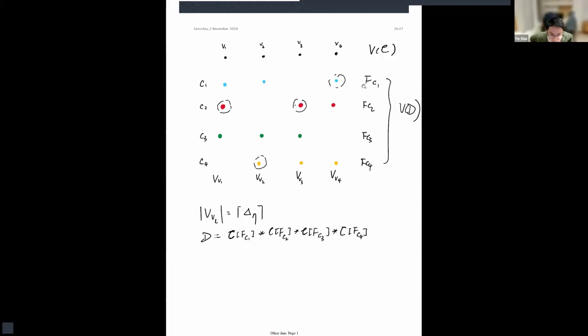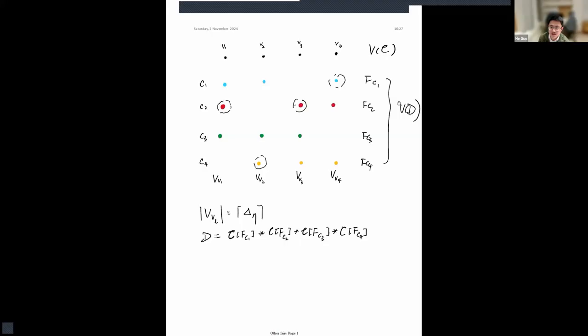And therefore, for each vertex VL, we make so many copies because the size of the list is this one. So we make so many copies, and we denote the size of these copies by VV1, and similarly for VV2 and VV3. And we define a new complex, which we call D.